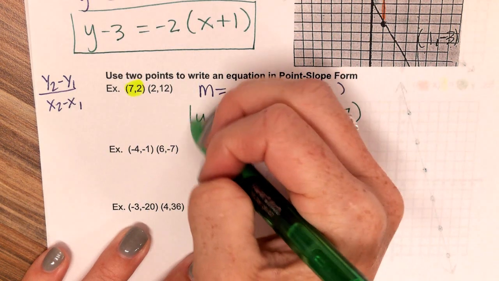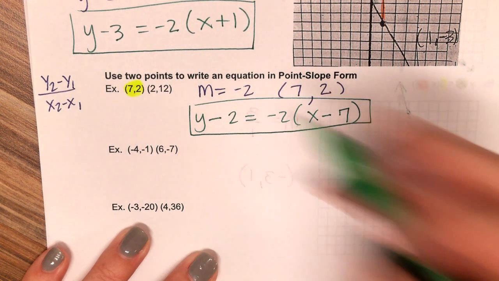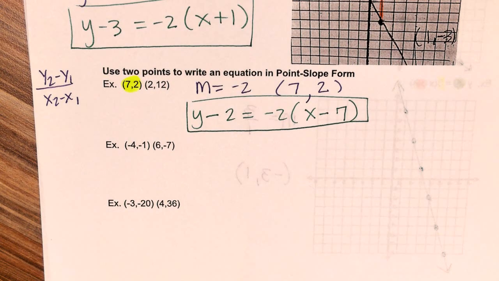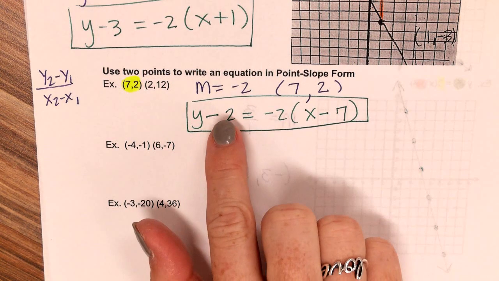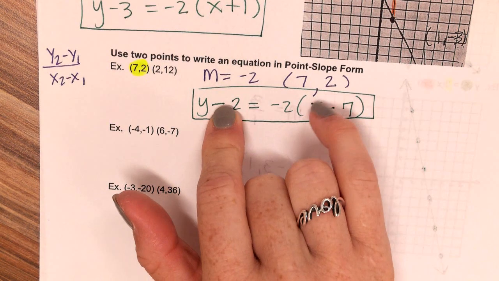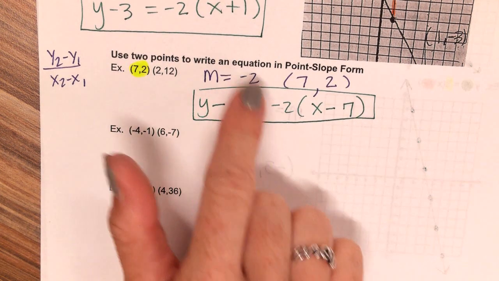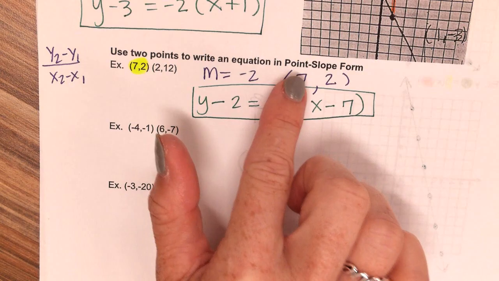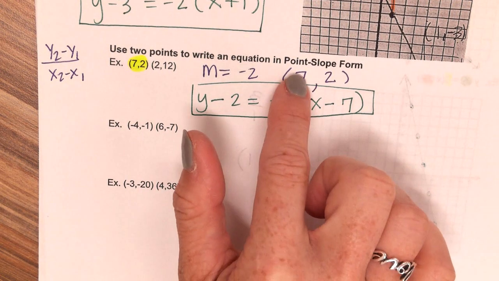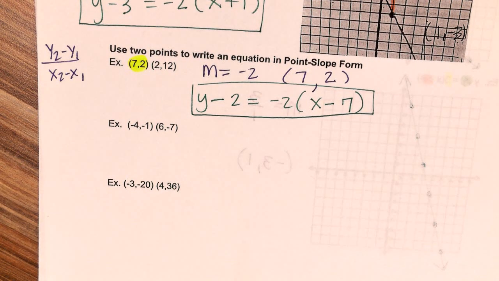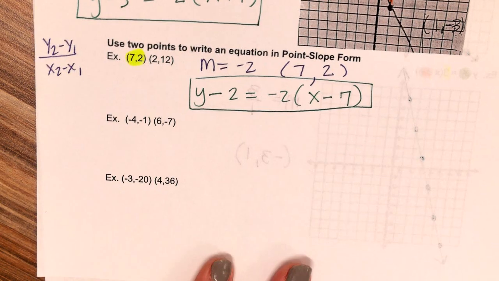Do I need to simplify anything here? No. I'm going to check myself, though, and I'm going to say, is this the opposite of the y value? Yes. Is my slope the same? Yes. Is this the opposite of the x value? Yes. Easy? All right, let's do the next one.